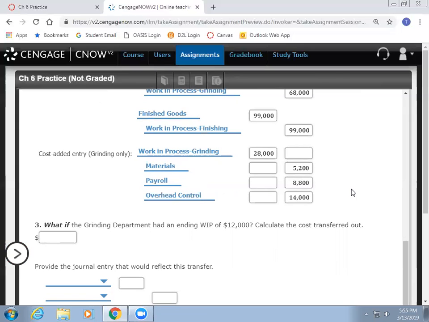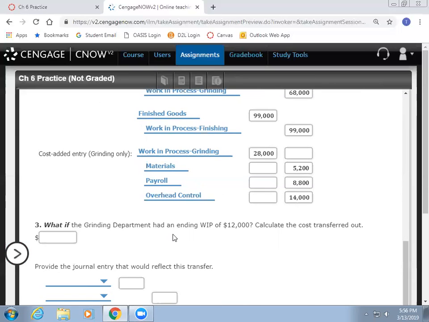Okay, so that's just showing the costs added to grinding during the month. And that, again, hasn't changed from what we did before. We were debiting those costs to the work in process. Let's see, it has a what if.